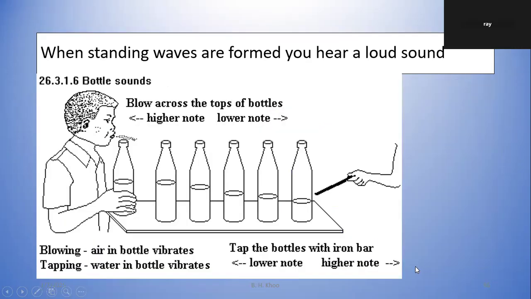So what this shows us is that different tubes, or a tube with different levels of water, can give you different notes. Higher note there, lower note there. Or in terms of physics, different pitch or different frequency.